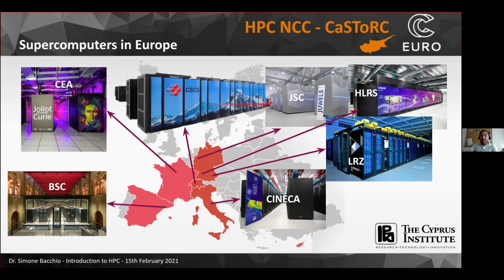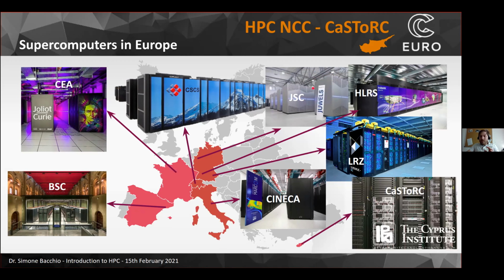These are very big stations that involve a facility constructed around them, because it needs to provide a lot of other inputs. They require a huge amount of energy. They also produce a huge amount of heat, which needs to be dissipated. And these are very big infrastructures, okay? And like Stelios introduced CaSToRC, we also have the largest supercomputer in Cyprus, but this is nothing compared to the other systems.